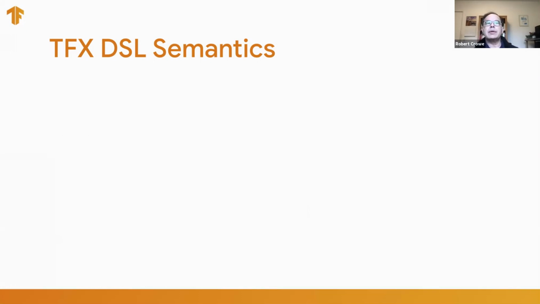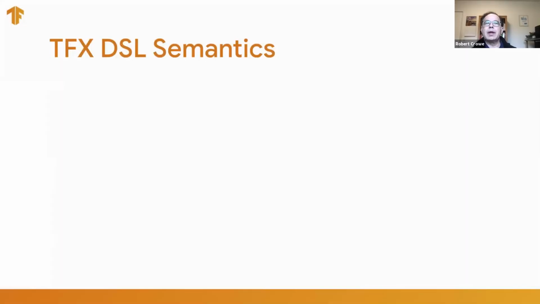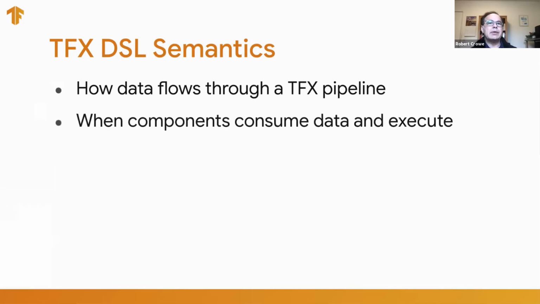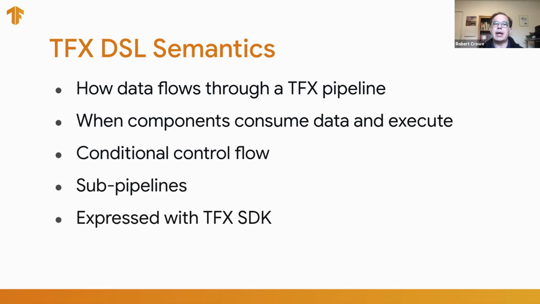Okay. So this SDK in Python is expressing a DSL. It's expressing the semantics of a DSL. So the DSL defines how data flows through a TFX pipeline. It defines when the components consume the data and execute. It expresses things like conditional control flow and sub pipelines, which we haven't talked about, but you could think of as an abstraction, a pipeline within a pipeline. And those semantics are expressed with the TFX SDK.